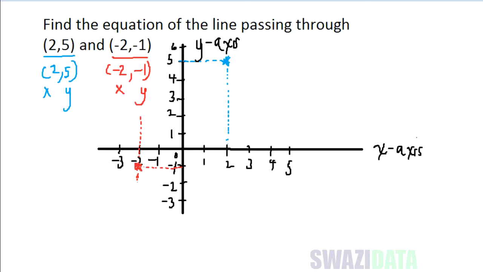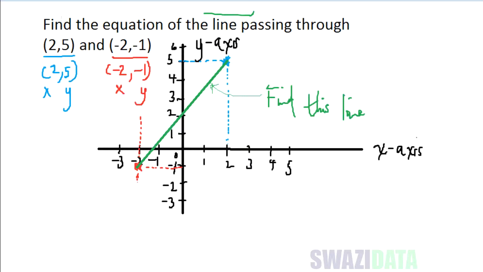So if we draw a green line, it's going to be joining these two points. So we want to find the equation of this line. So we are looking for this. Find this line. So that's what the question is looking for.